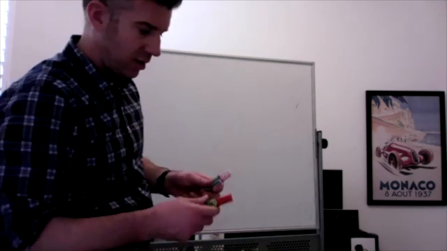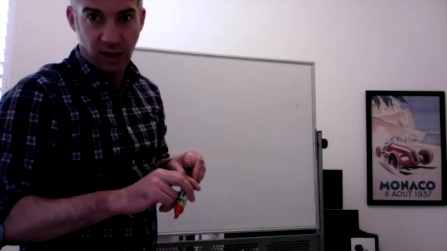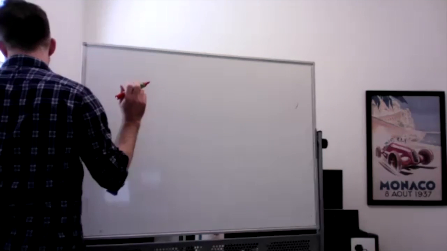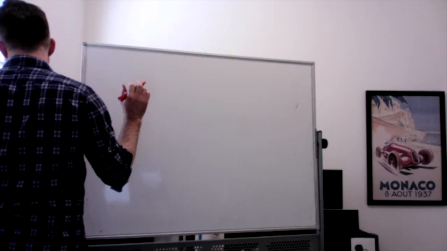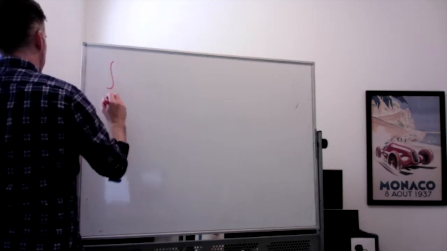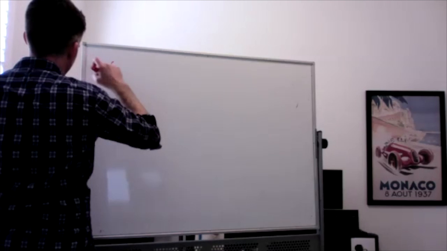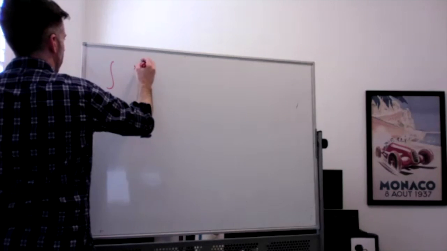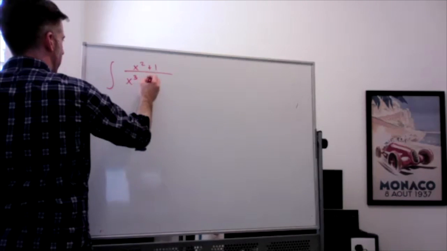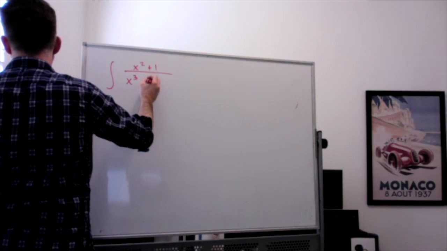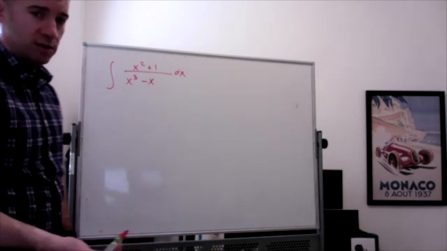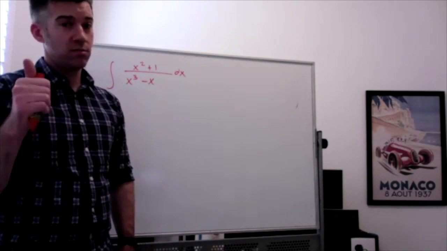So let's look at another example. I'm going to make something up, which means the numbers might not come out super nice. Let's say the integral of x squared plus 1 over x cubed minus x. So this definitely meets all the requirements.